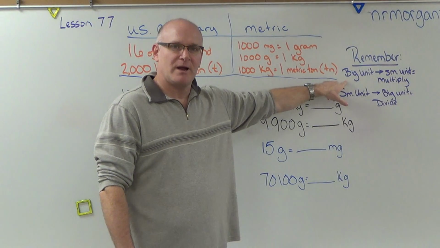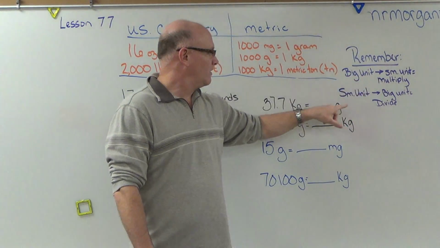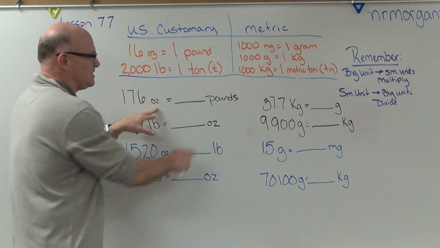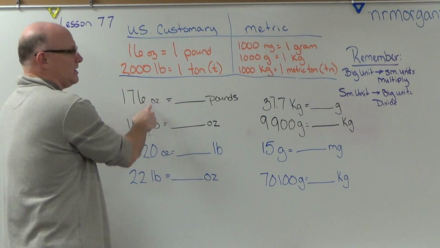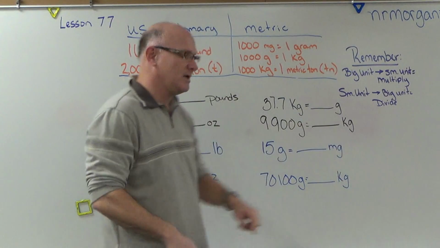Now, as you go to figure it out, always remember, this is the biggest thing right here. Write it down on your paper. Have it ready. Big unit to a small unit, you're going to multiply. Or if you go from a small unit to a big unit, you're going to divide. So here, ounces and pounds. We're going from a small unit to a bigger unit. Small unit to a bigger unit, so we're going to divide.